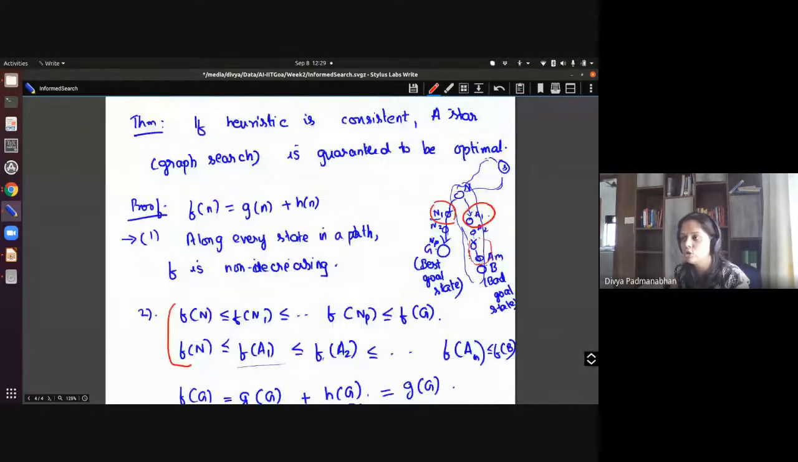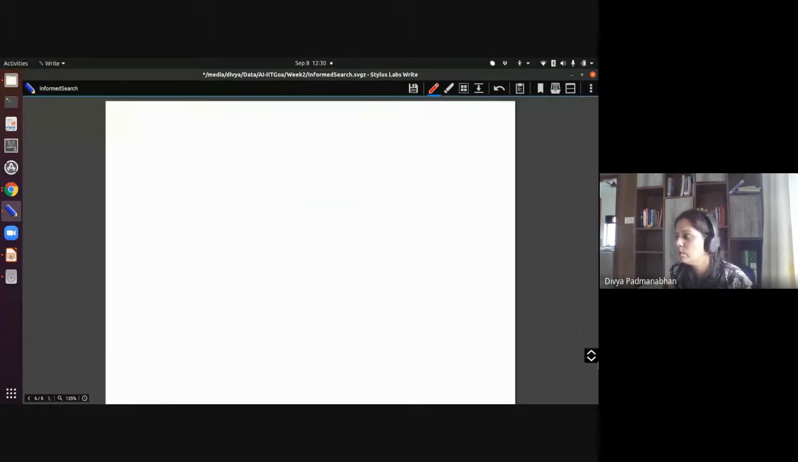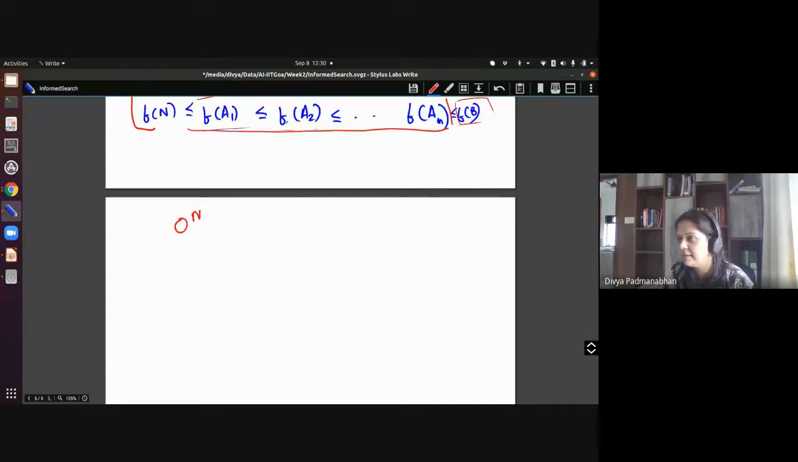Now what remains is to show this step, this one we didn't show. Along every state in the path, f is non-decreasing, or it's at least the same value, or it increases as you go along. So let's try to see that. Let me just write it again. So you have n1, and so on, up to some goal. So the claim is that f of n is less than or equal to f of n1 for any n and n1 on a path.